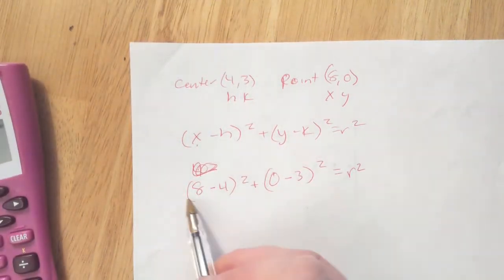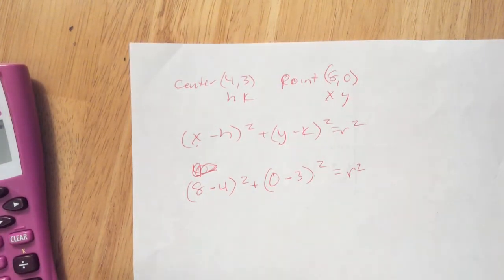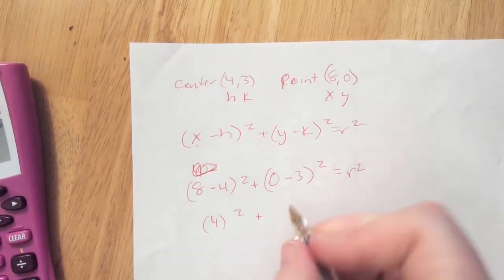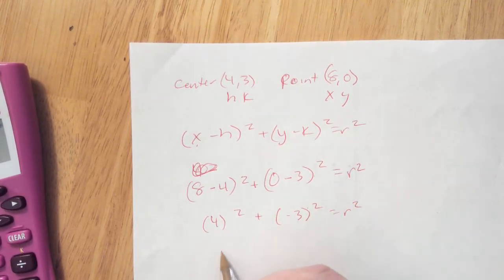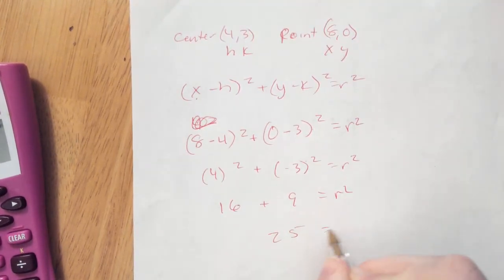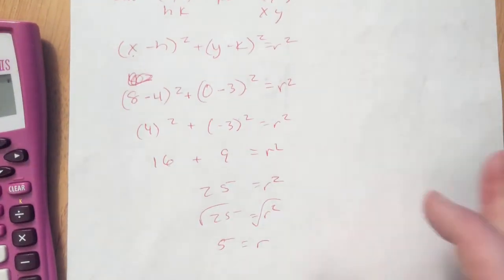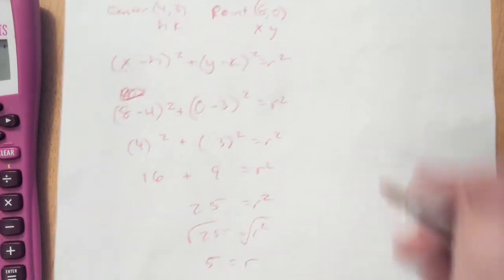Okay, so now all we have to do is type all this out into our calculator and we get this number. But if you want to show some extra work, 8 minus 4, that's 4 squared, plus 0 minus 3, that's negative 3 squared, equals R squared. That would be positive 16 plus positive 9 equals R squared. We get 25 equals R squared. We could go a step further, square root both sides. 5 equals R.